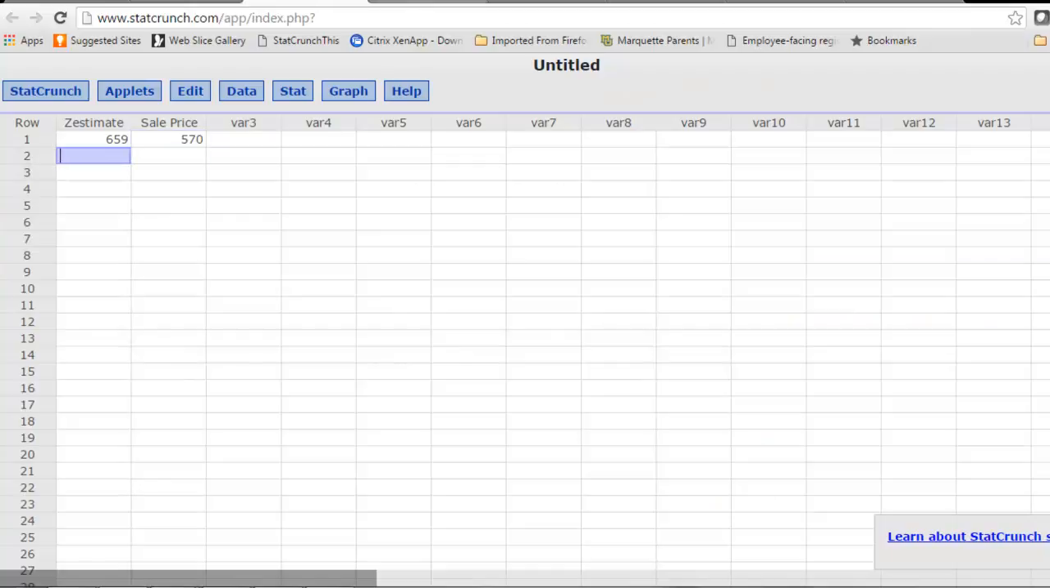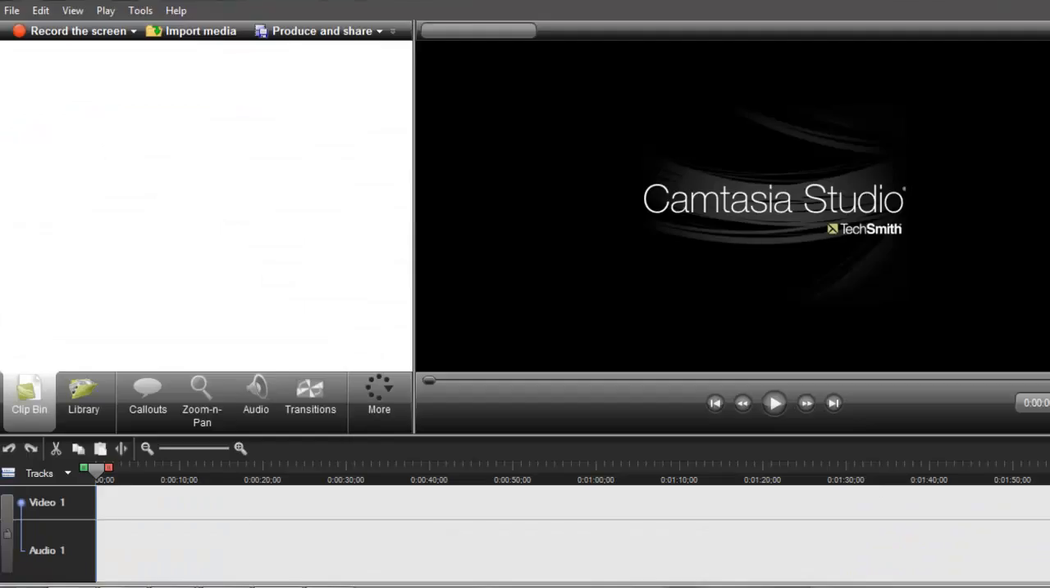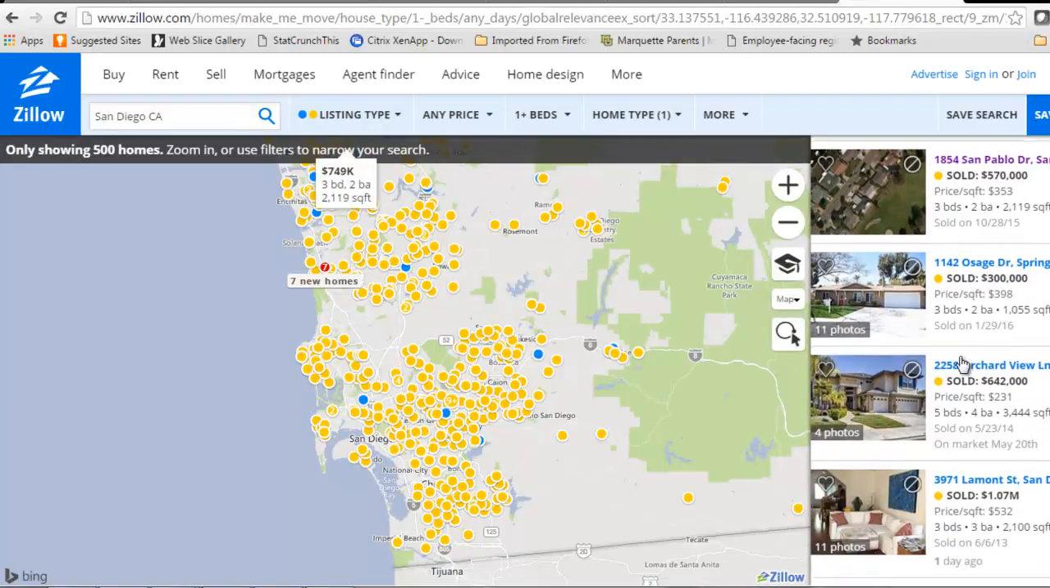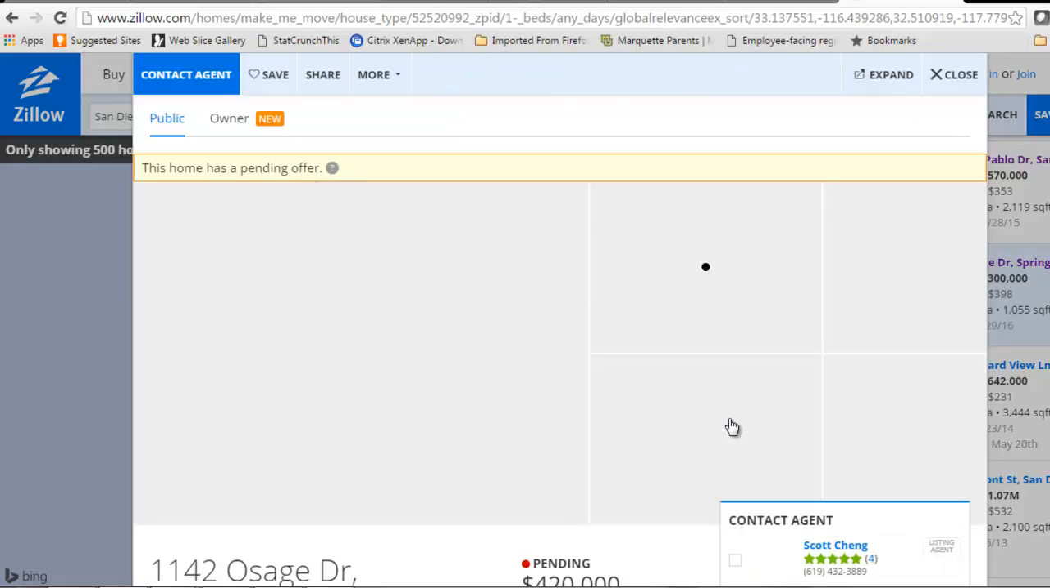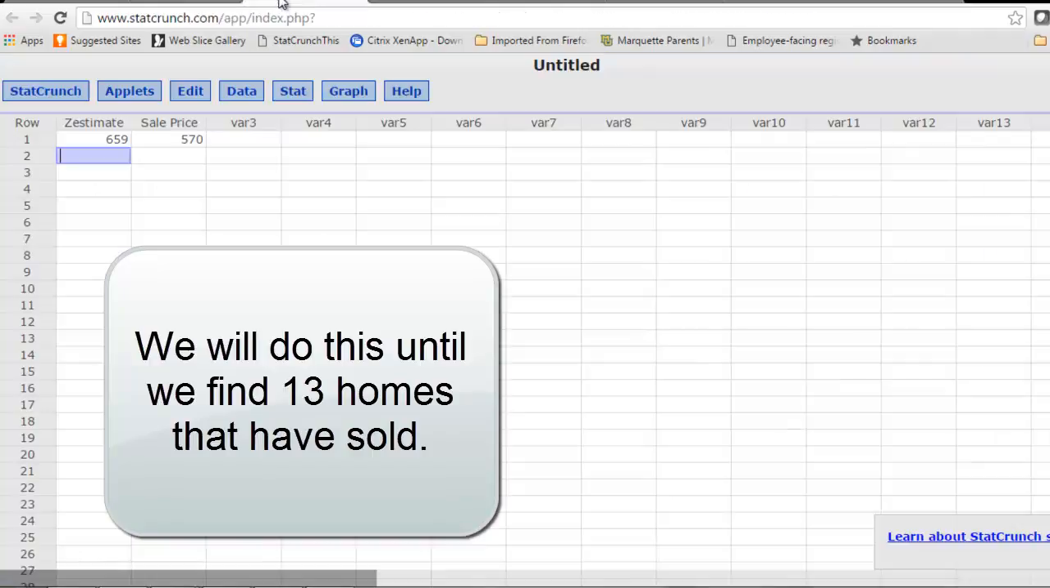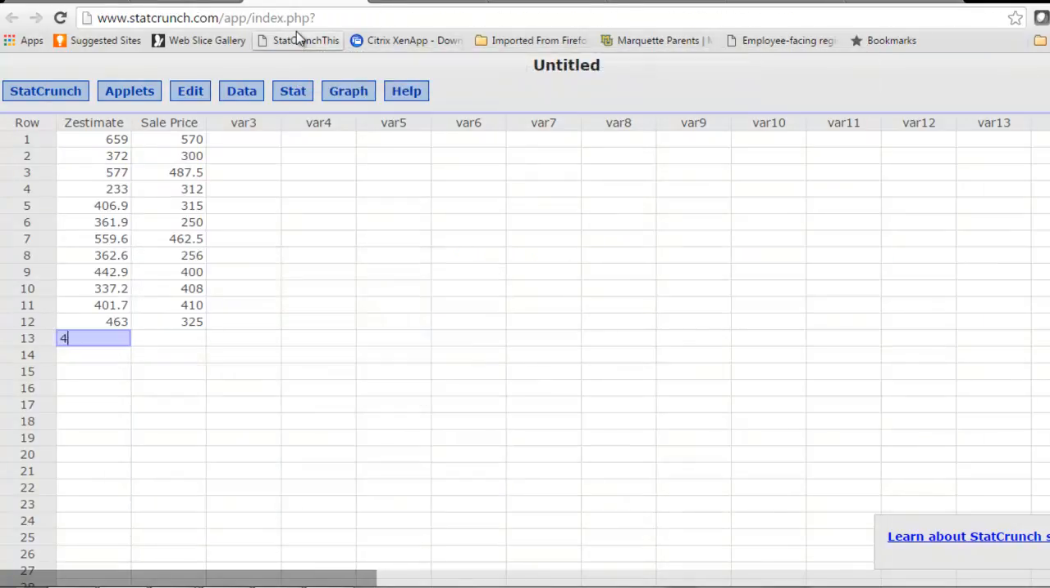See that? And we're just going to do that for randomly selected homes in San Diego. So we find another 3-bedroom, 2-bath. There it is, sold for 300,000. And the Zestimate was 372. So Zestimate 372, sold for 300. All right, so we have 13 homes.